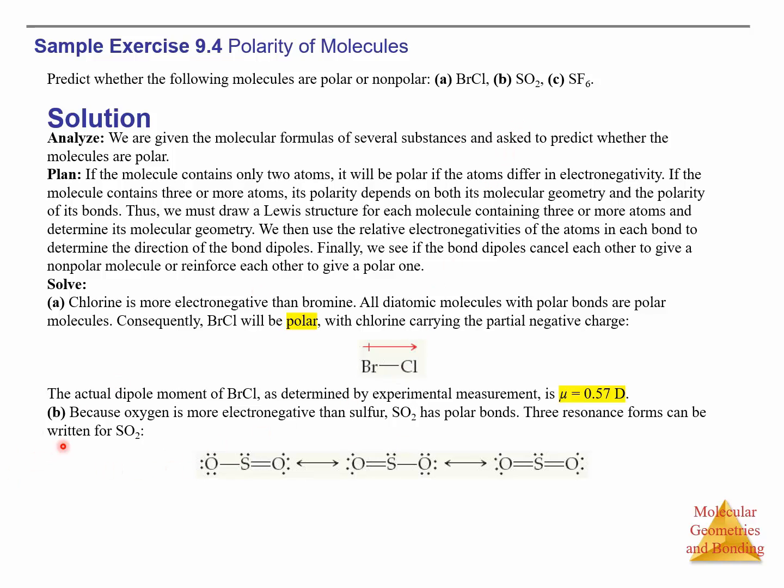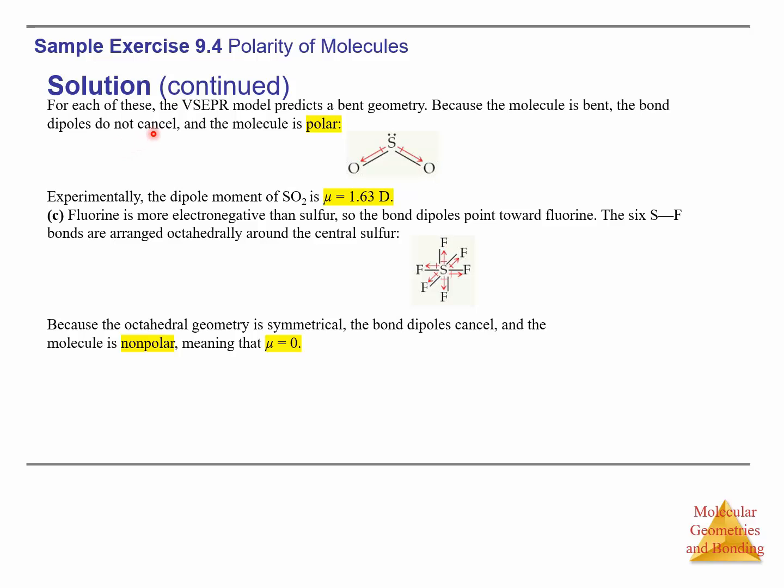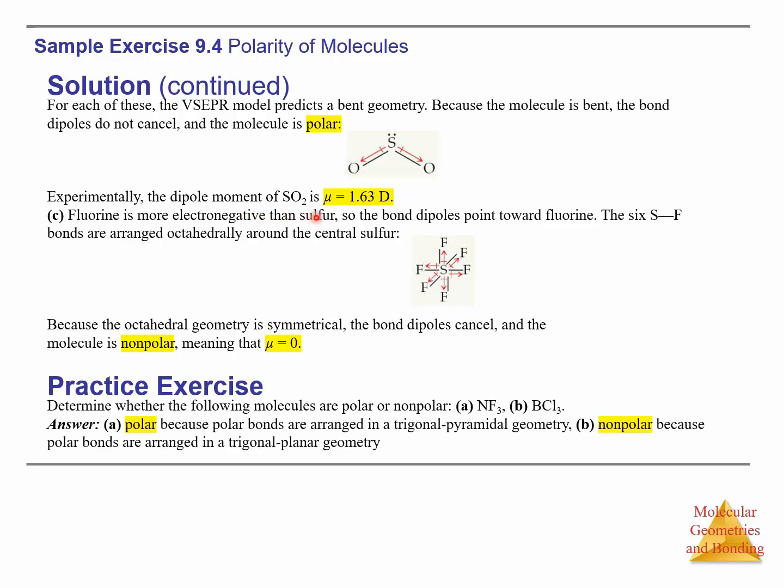Now the second, SO2. Because oxygen is more electronegative than sulfur, SO2 has polar bonds. The resonance structures can be written for SO2, remember, like this. For each of these, the VSEPR model predicts a bent geometry. Because the molecule is bent, the bond dipoles do not cancel, and the molecule here is polar. Experimentally, the dipole moment of SO2 is mu equals 1.63 D.